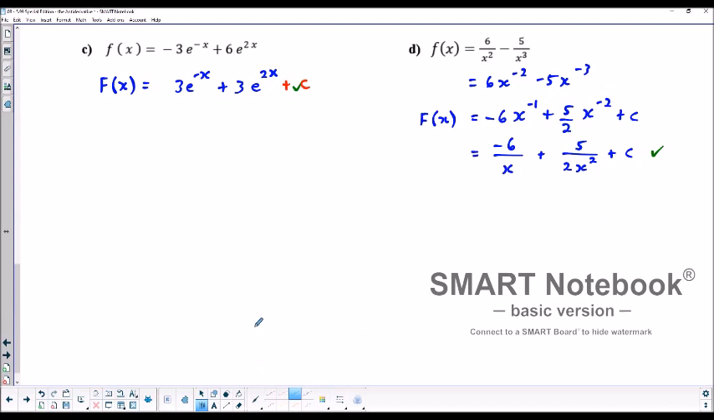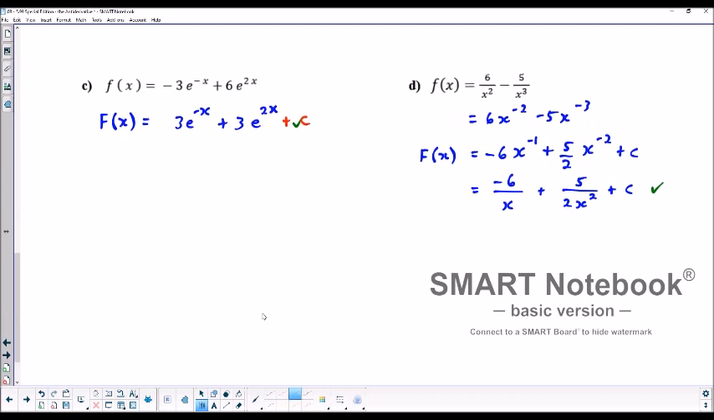Okay, so that is a little quick run through of antidifferentiation. It does get a little bit more complicated than this, but this is at least a first view of antiderivatives so that you can perhaps use them next year if you need to.